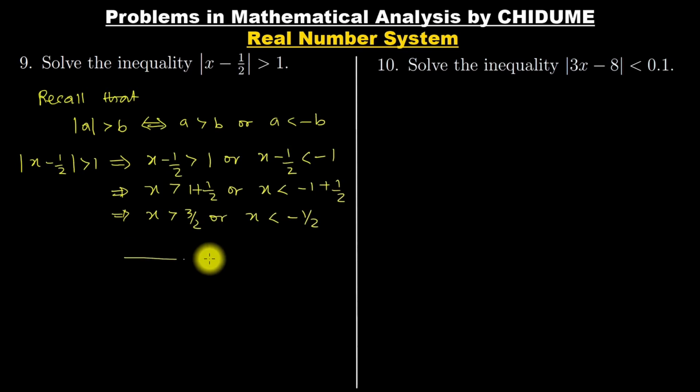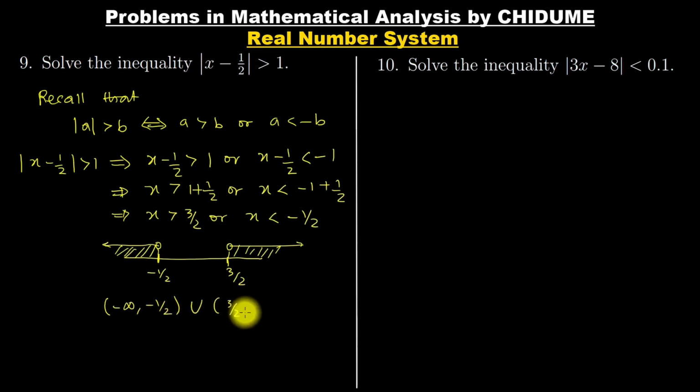And if I put this on a number line, I will have negative 1 over 2 here, and 3 over 2 here. If x is less than negative 1 over 2, I'm going in this direction. And if x is greater than 3 over 2, I'm going in this direction here. So what is the union of these two sets? Of course, this is going to be a disjoint union, because there's no common point between them. So I'm going to have negative infinity comma negative 1 over 2, open at this end, union 3 over 2 comma infinity.